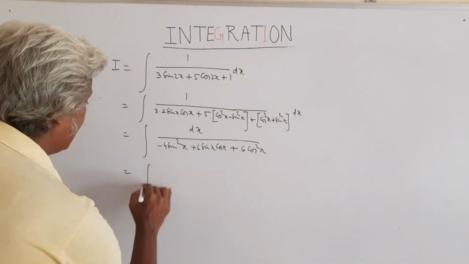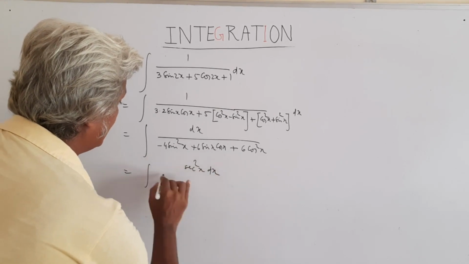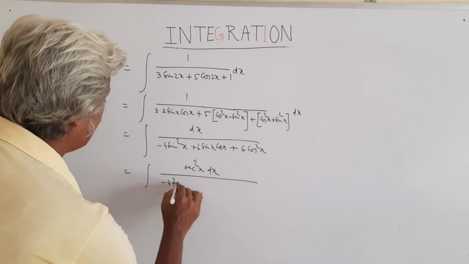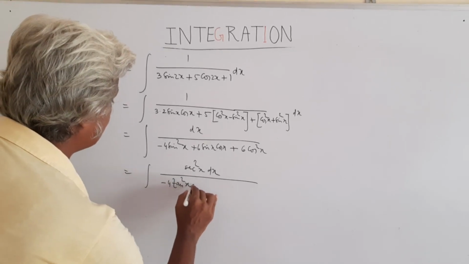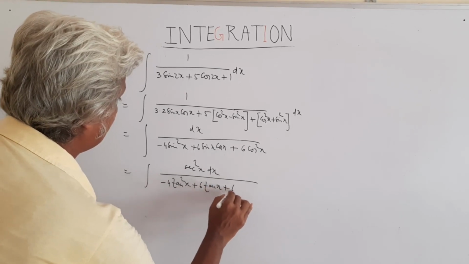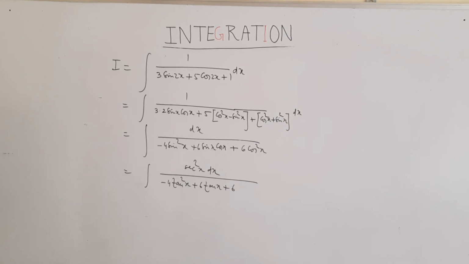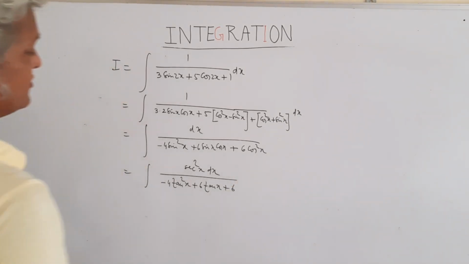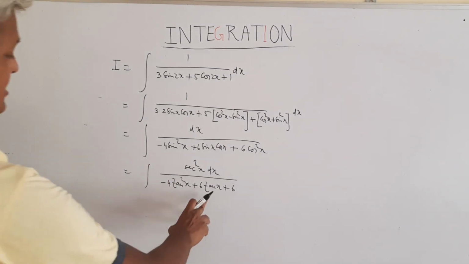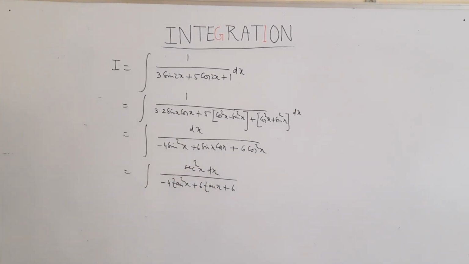Then what I'll get? I get sec square x dx, and this becomes minus 4 tan square x plus 6 tan x plus 6. So now you see we are directly getting denominator in the form of tan x, and this is quite helpful because we know that differentiation of tan x is sec square x. So if I just assume tan x as t, then I get sec square x as dt.